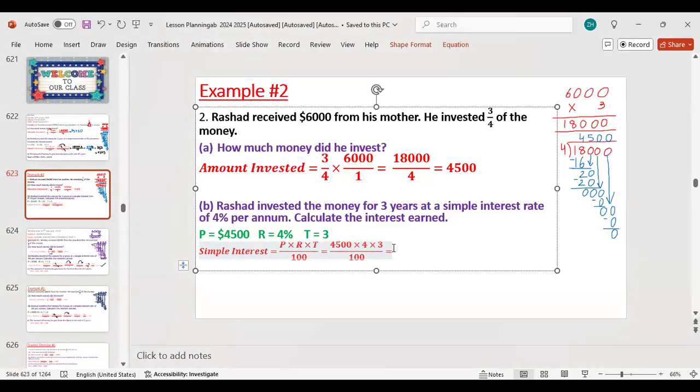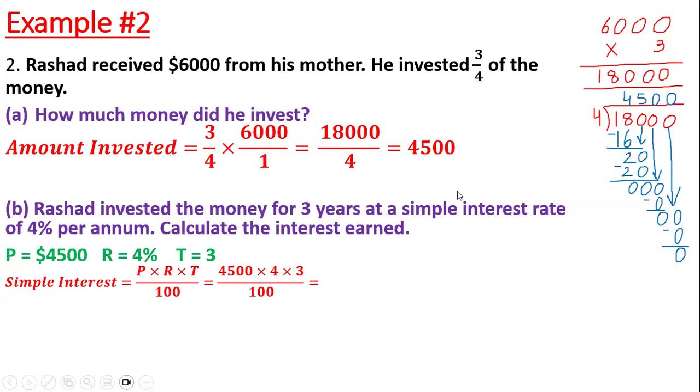Okay, what's your end balance? 5,040. I mean, the interest is 540. Okay, cool. No, I mean the end balance. What's the end balance? 5,040. Okay.